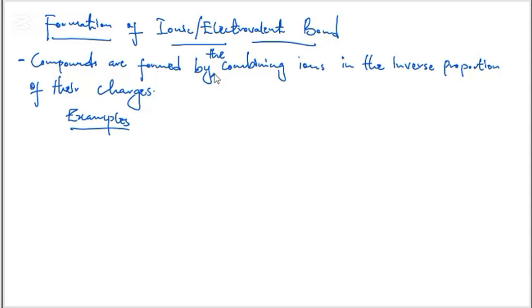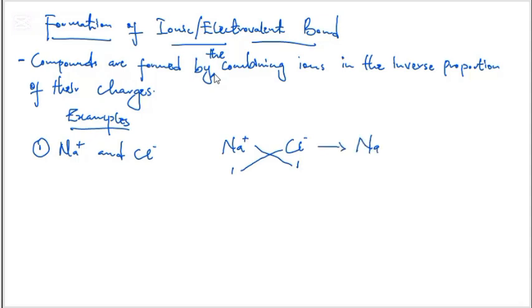If sodium was to react with chlorine, what will happen? The charge of sodium is +1, so let's say the charge is 1, and that of chlorine is also 1, -1. So for you to get a compound, you combine in inverse proportion, and that will now lead us to sodium is 1 and chlorine is 1. You may not appreciate this, but let's look at another example.